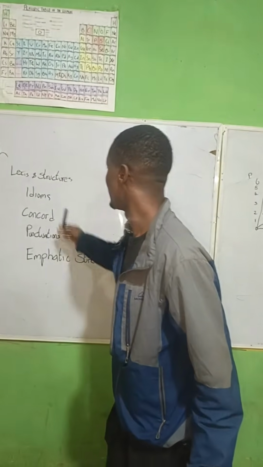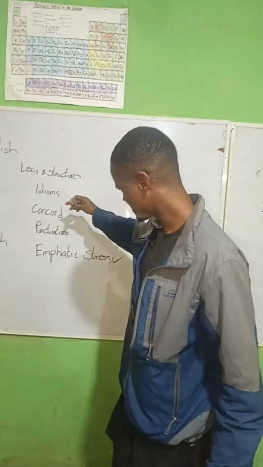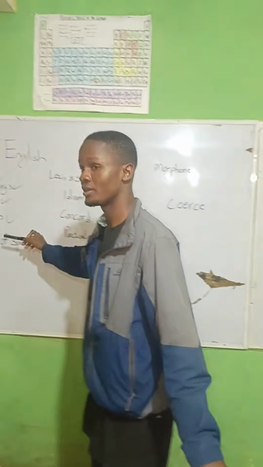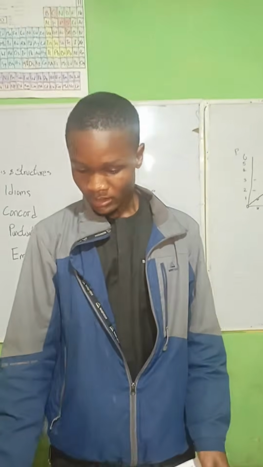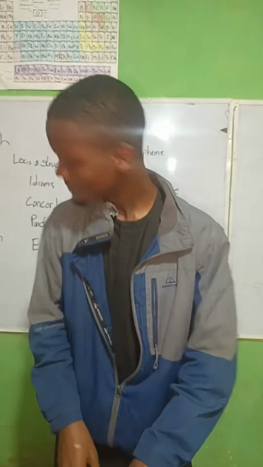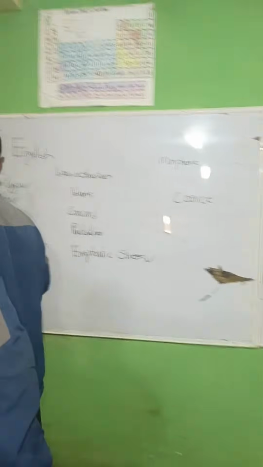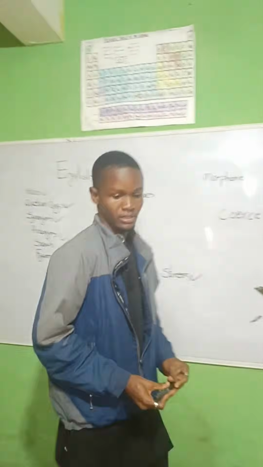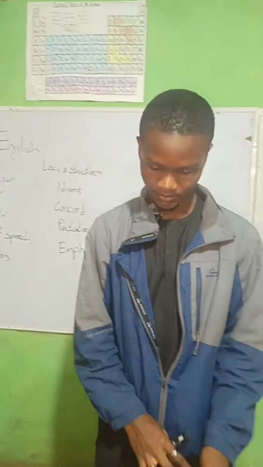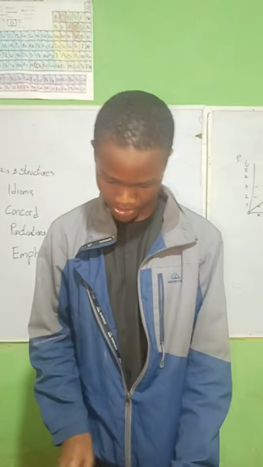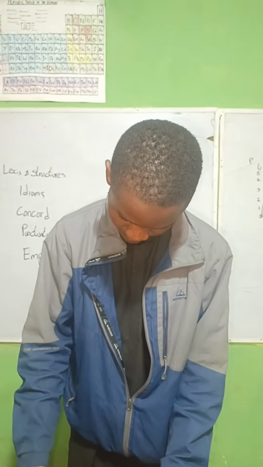Now we are left with lexis and structures, idioms, punctuations, concord, and sounds. Under sounds, figures of speech. Then let's see the nearest one now. Should we look at verbs? Let's look at verbs. I forgot to add it. Then after that we're going into idioms and figures of speech. Then verbs is page what?